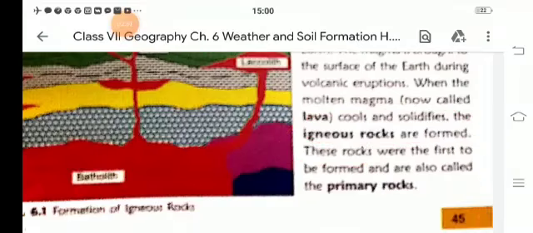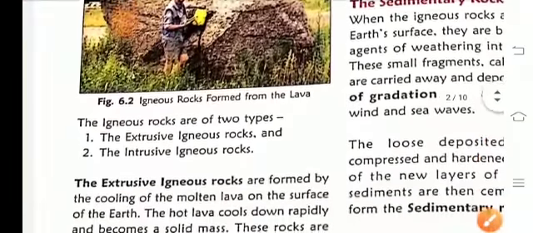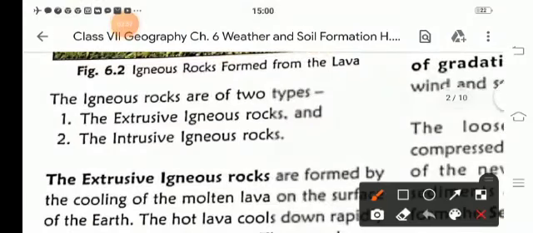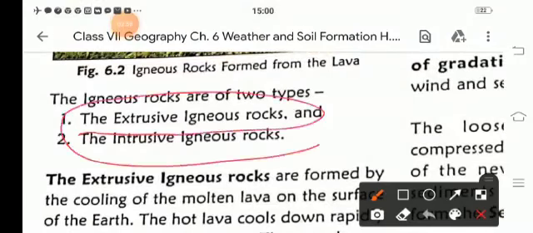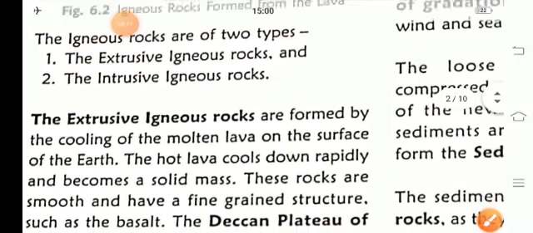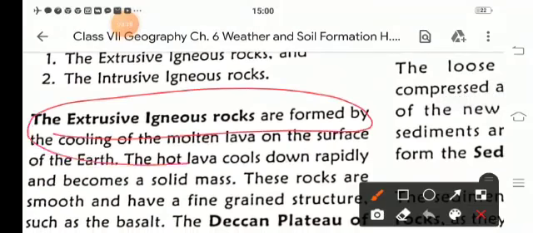Igneous rocks are of two types: extrusive igneous rocks and intrusive igneous rocks. Extrusive igneous rocks are formed by the cooling of molten lava. When the molten lava comes out from a volcanic eruption and cools down, it becomes hard. It is known as extrusive igneous rock. The hot lava cools down rapidly and becomes a solid mass. Especially you can find it in the Deccan Plateau. The Deccan Plateau of India is made of extrusive igneous rocks.